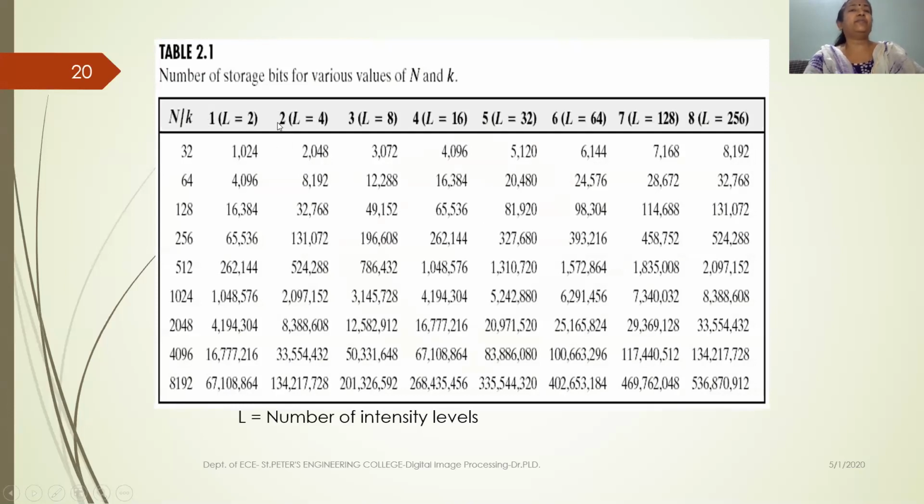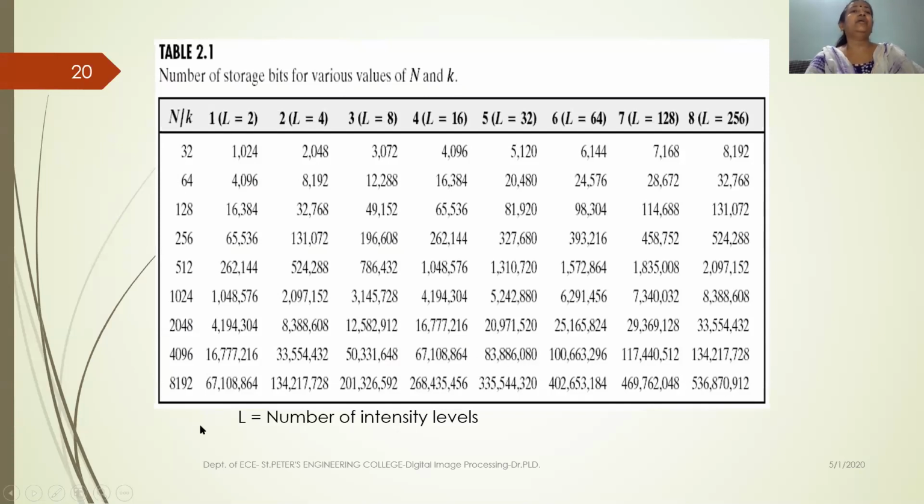As the number of bits increases, here this number indicates bits: 1, 2, 3, 4, 8 bits. With the number of bits increasing, automatically the number of storage bits also increases. Here the size of the image increases, instead of 32 by 32, 64 by 64 into 1, 64 by 64 into 2, like this given in a tabular column. Based on the number of rows, columns and number of bits required to represent a pixel in an image, we can calculate the overall bits required to represent an image.